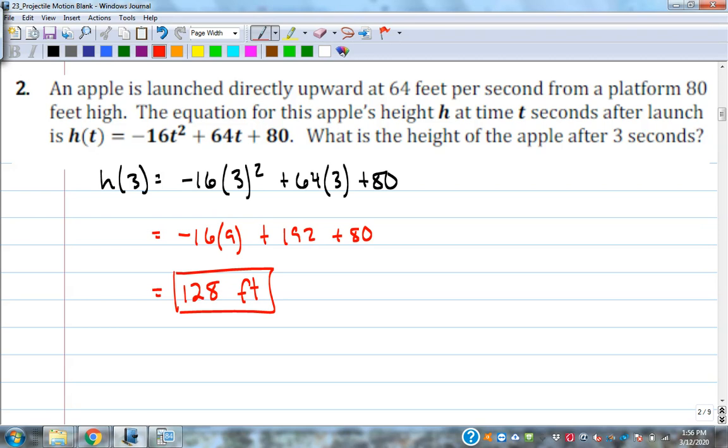If they had asked us for the height of the ball after 6 seconds, what do we do? Plug in 6 and work it out. So this is actually easier today, I think, than what we've been doing the last couple of days. Especially when they ask it like this, we like those kind of problems.